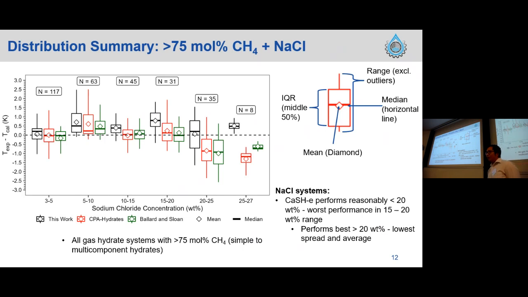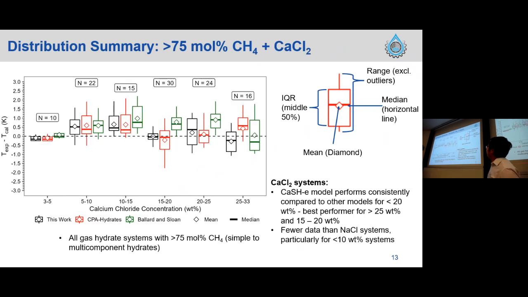And so this is quite a promising result, given that sodium chloride is going to be your most common salt in formation water typically. In reality, however, your formation water is going to contain mixtures of salts, including other salts such as calcium chloride, which we look at on this slide. For this salt, we see similar performance as well, where the CASH model performs quite well across the board. It performs better at these high concentrations, and particularly well in this 15 to 28% range.